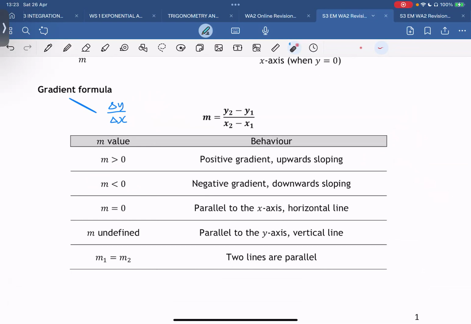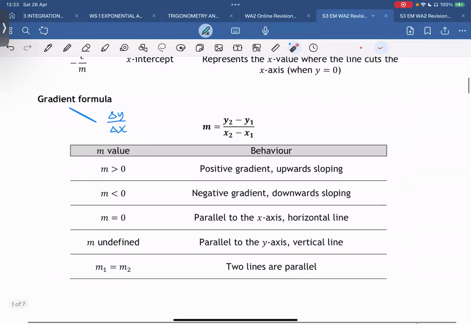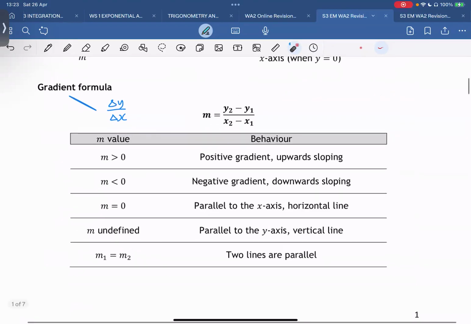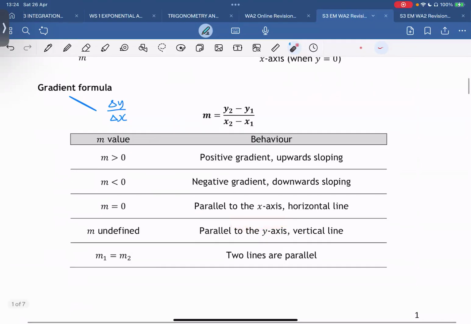Okay, if gradient is equal to 0, it must mean that the change in y is 0. And for the change in y to be 0, the line must be horizontal. Okay, can you see? As x increases, there is no change in the value of y, right? It stays constant. Therefore, the line will be parallel to the x-axis or be horizontal.